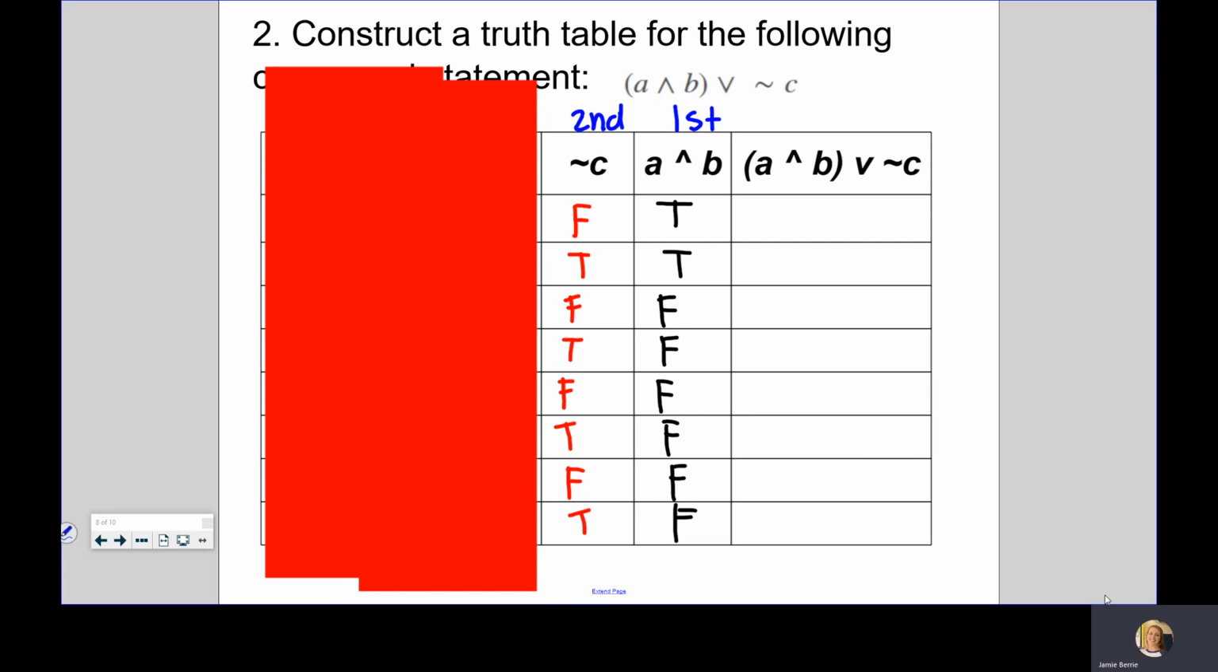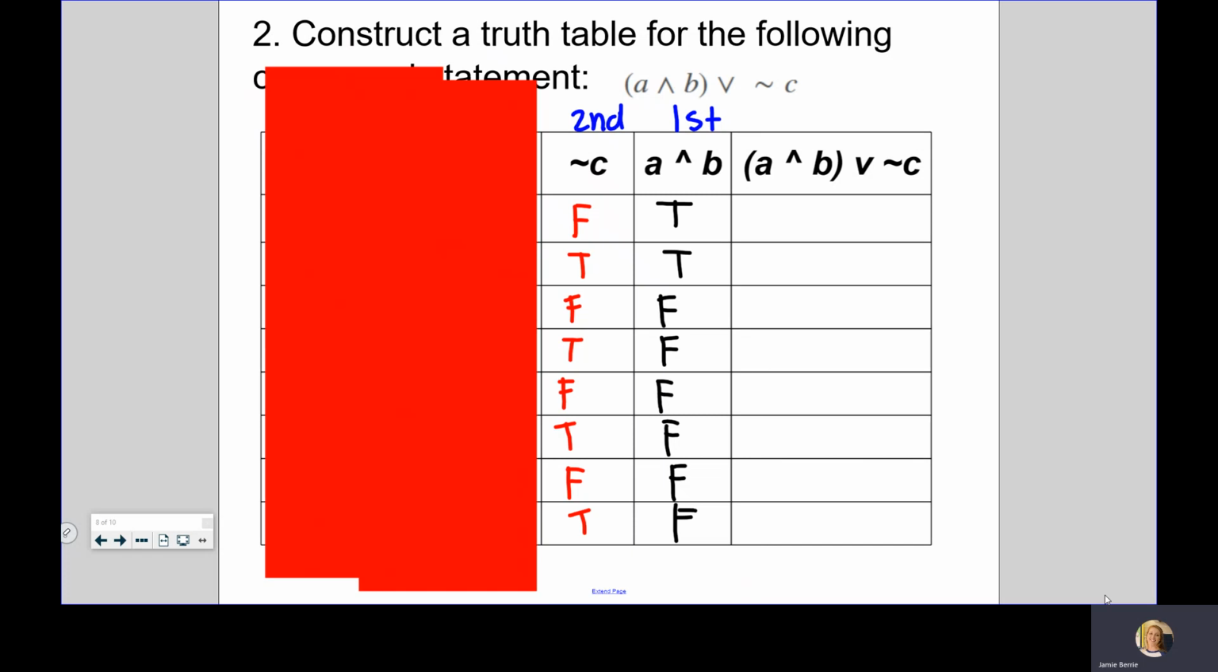If it really bothers you, you could add in an extra column right here and just rewrite not C. Does that make sense? So if it really bothers you and you would like the columns to be in order, you just add in another column. Or you can just be really careful and think about it in your head. Okay, this one comes first, this one comes second. All right, so here we have A and B, here, not C. They're connected with an OR.